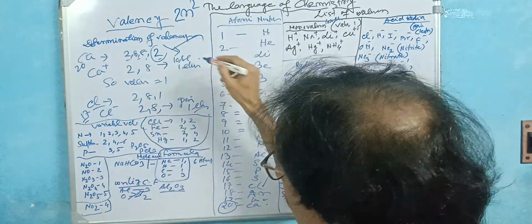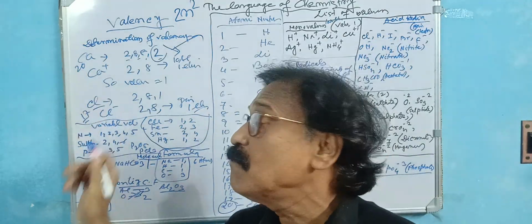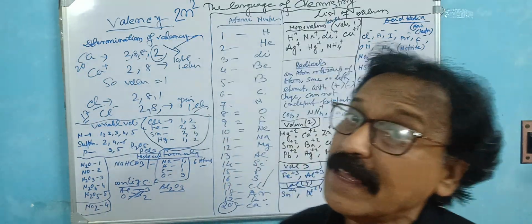Now this forms the cation, this forms the anion. So calcium chloride is formed. In this way, the chemical reaction is performed.